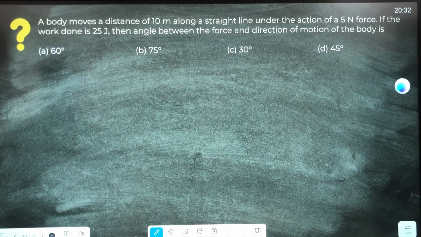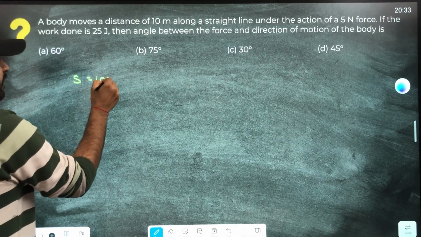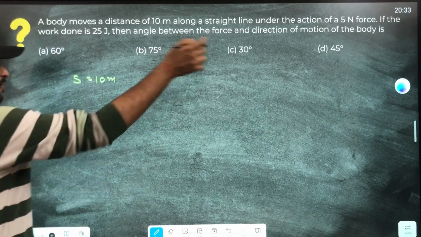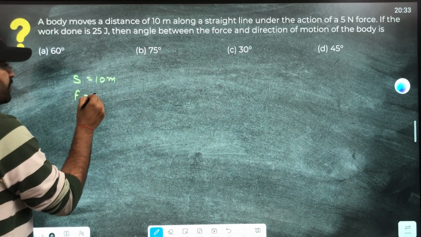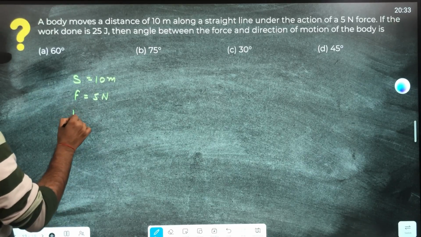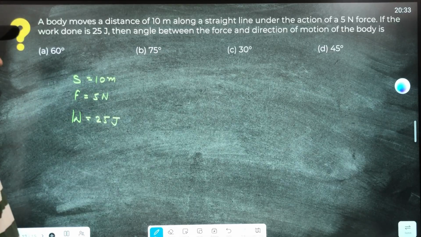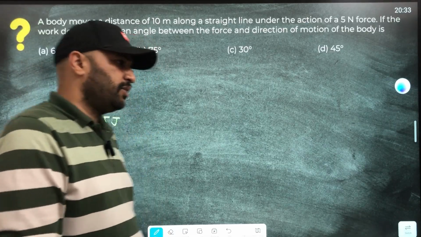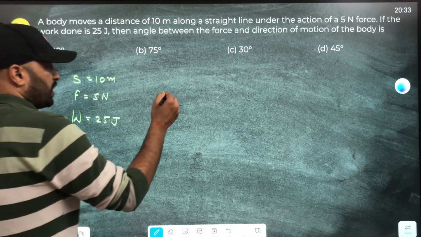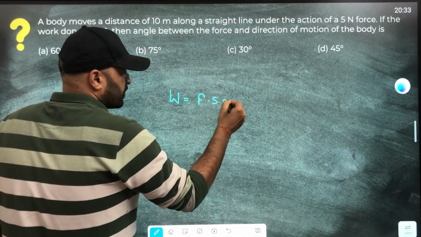Okay, so our next question is: a body moves a distance. Our distance here is 10 meters along a straight line. It is moving under the action of 5 Newton force, so F is equal to 5 Newton. If the work done is 25 joules, then what is the angle between the force and the direction of motion of the body? If it is moving in a straight line, this is the displacement itself. So work done will be equal to force into displacement into cos of angle theta, right?